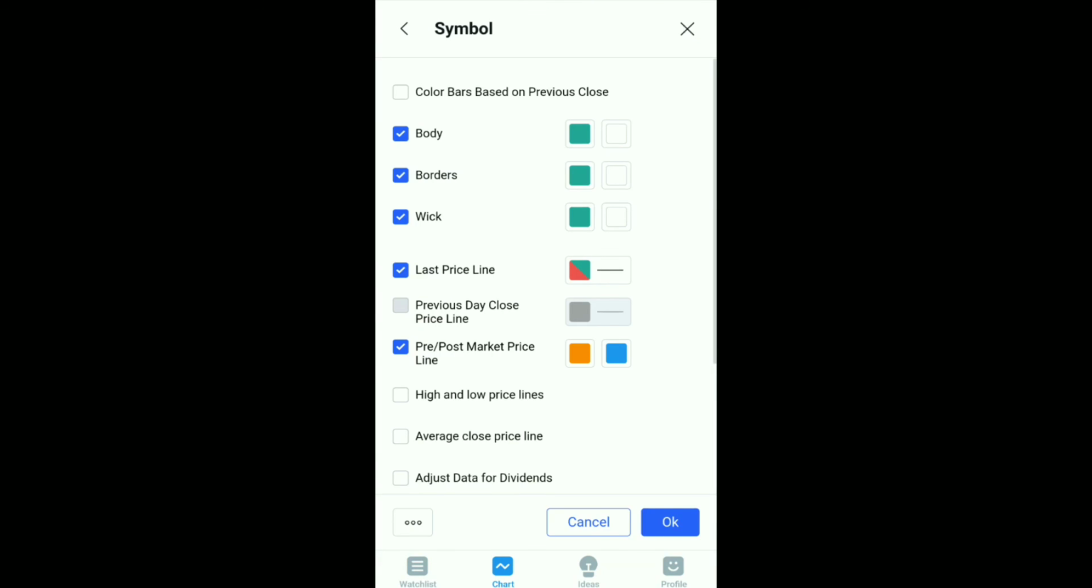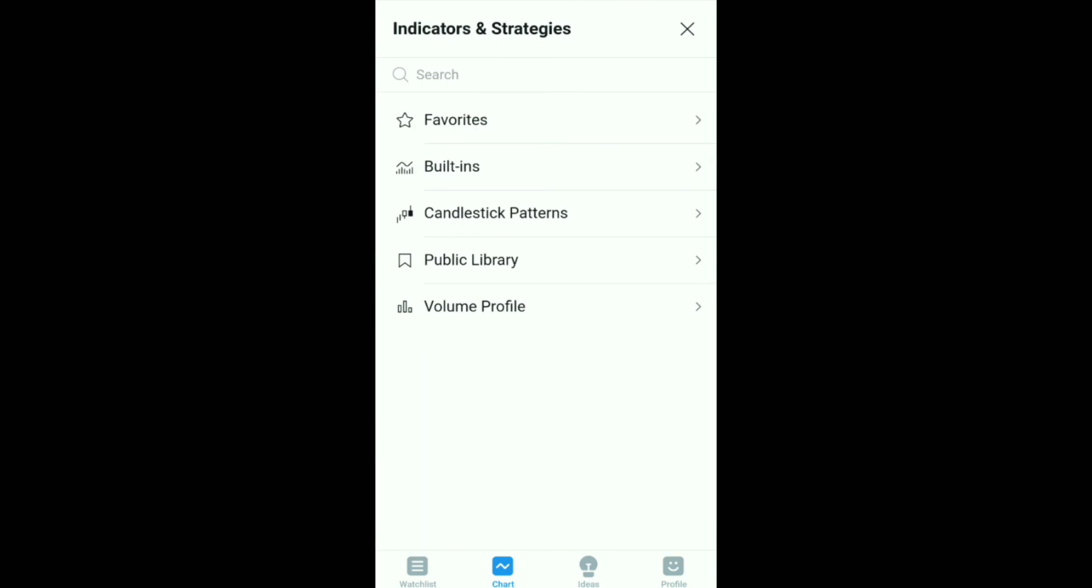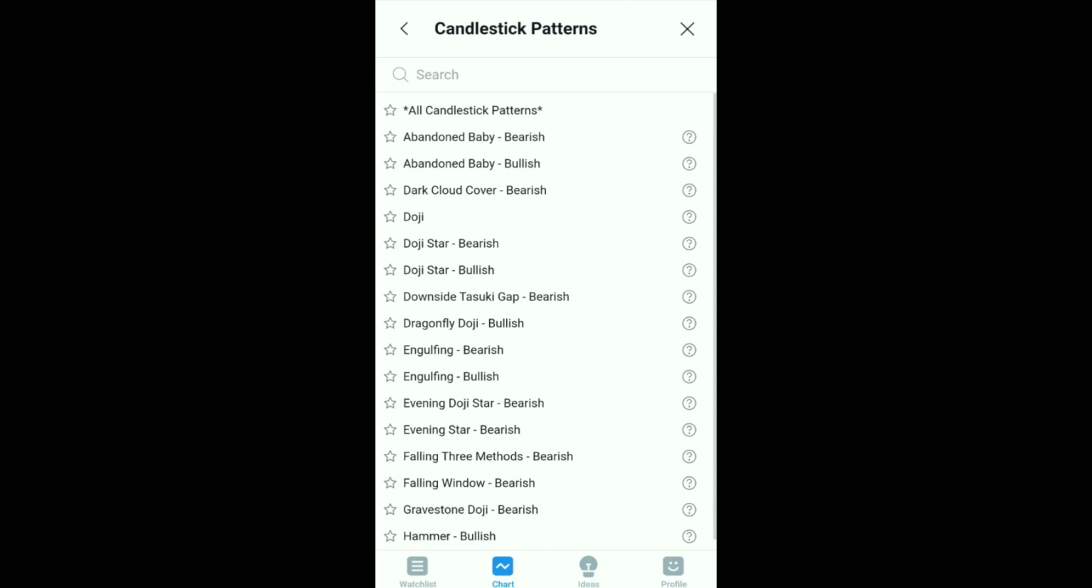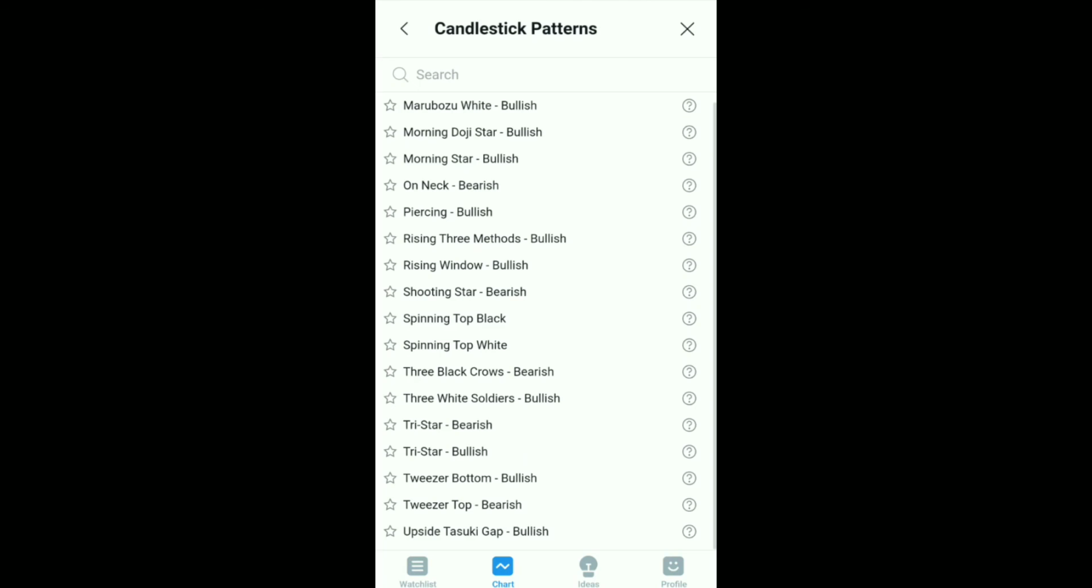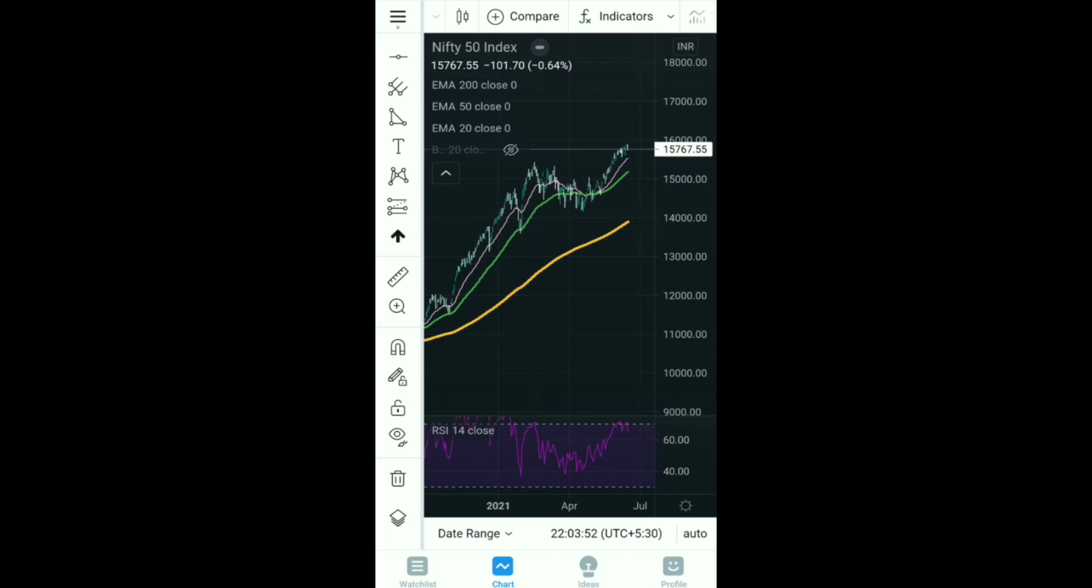You can see the data of the last 5 years, 10 years. These are the indicators where you can get candlestick patterns also, various candlestick patterns like doji star, dragonfly, shooting star.